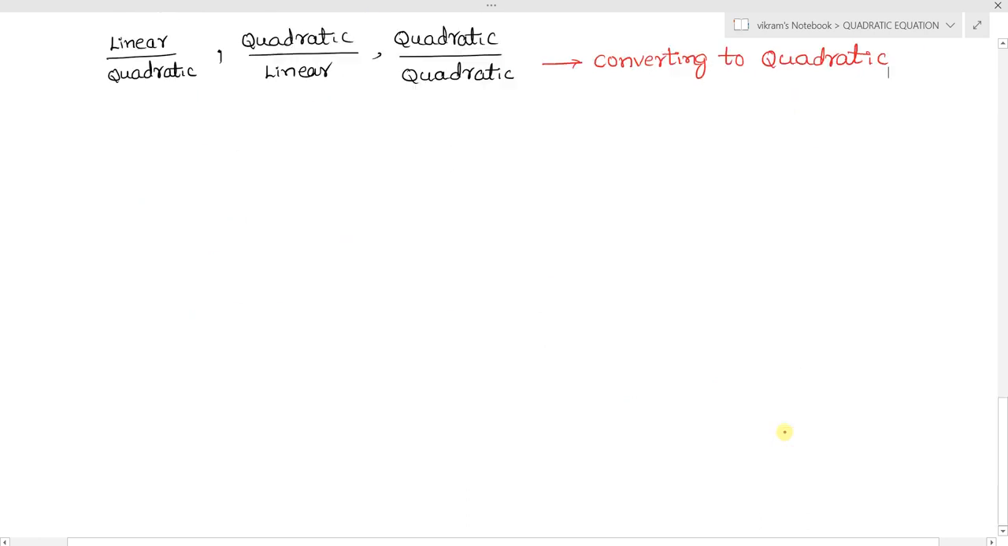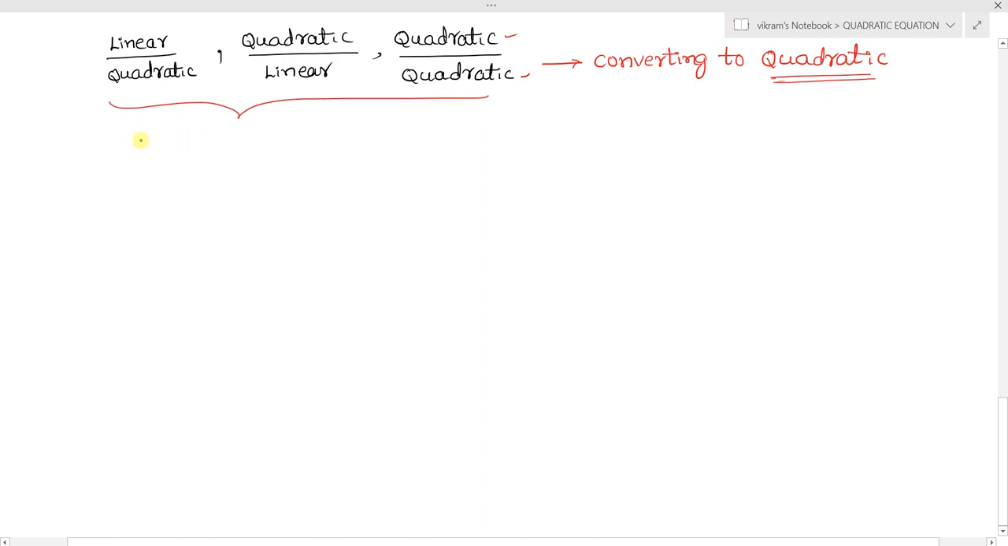So the next types of fractional functions are either linear by quadratic, quadratic by linear, or quadratic by quadratic. Except for linear by linear, for which we have just seen the method of inversion, the remaining types, linear by quadratic, quadratic by linear, or quadratic by quadratic, can be solved in the same procedure. This method is called converting to quadratic equations. All these given functions have to be converted into quadratic equations.